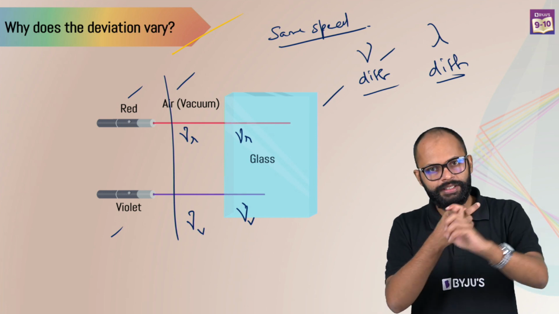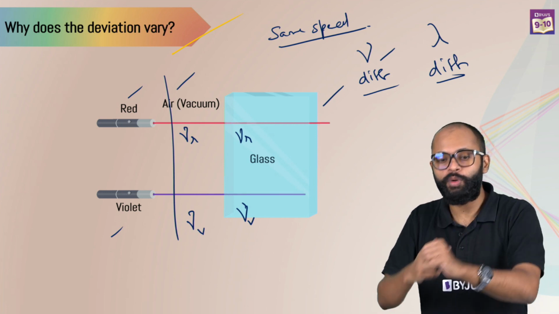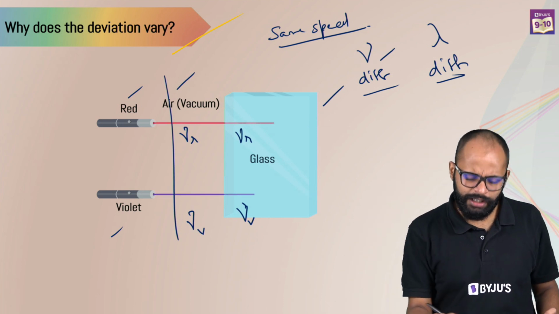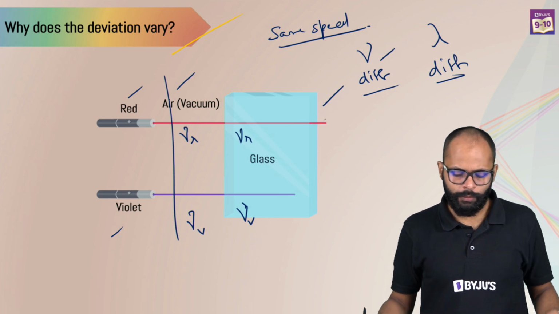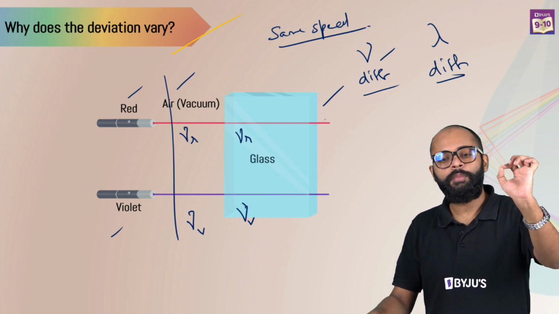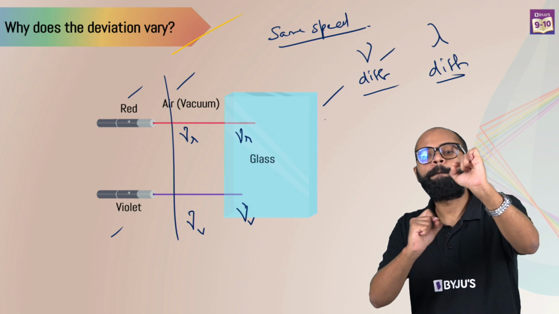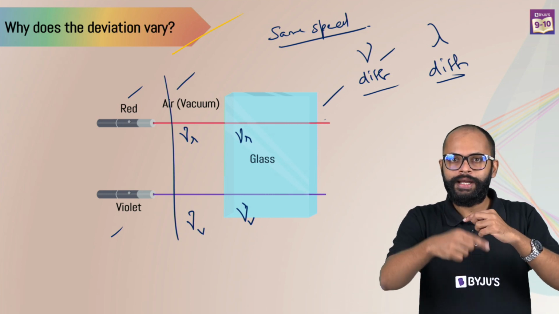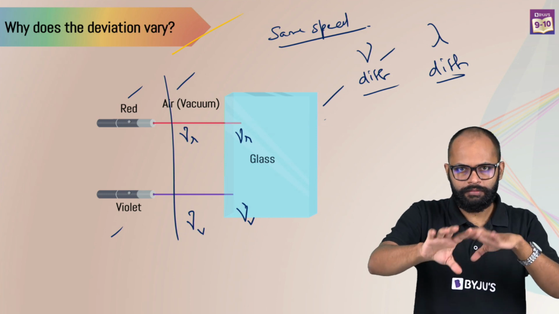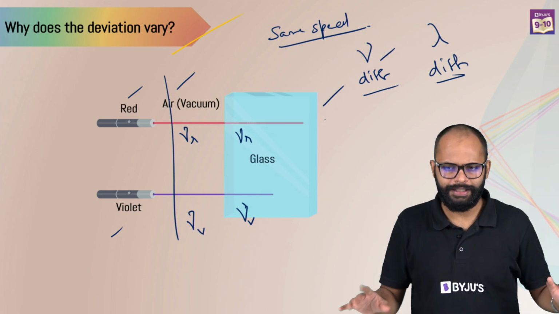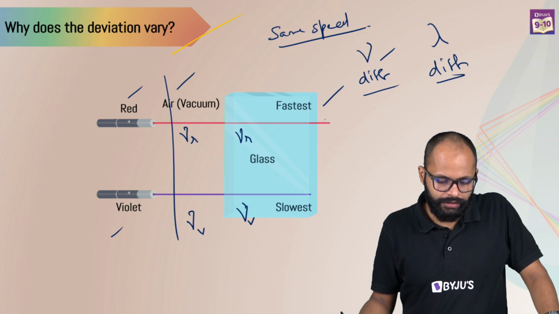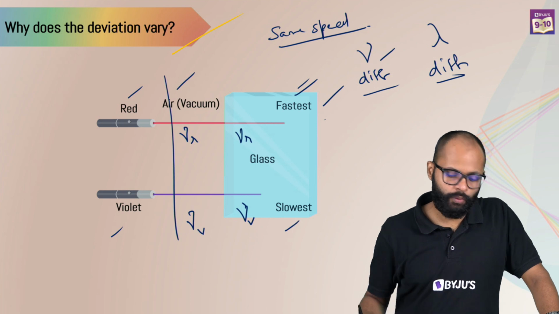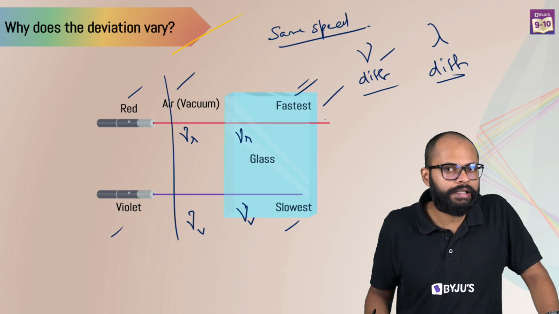Red speed decreases, but violet speed decreases more, and that is exactly what this animation is trying to show you. It's a very slowed down version of the light where red light is slowing down, but violet is slowing down more. If violet is slowing down more, its lambda is decreasing more, which means it is bending more. So this is the reason. Red is the fastest and violet is the slowest in the visible spectrum inside a denser medium.